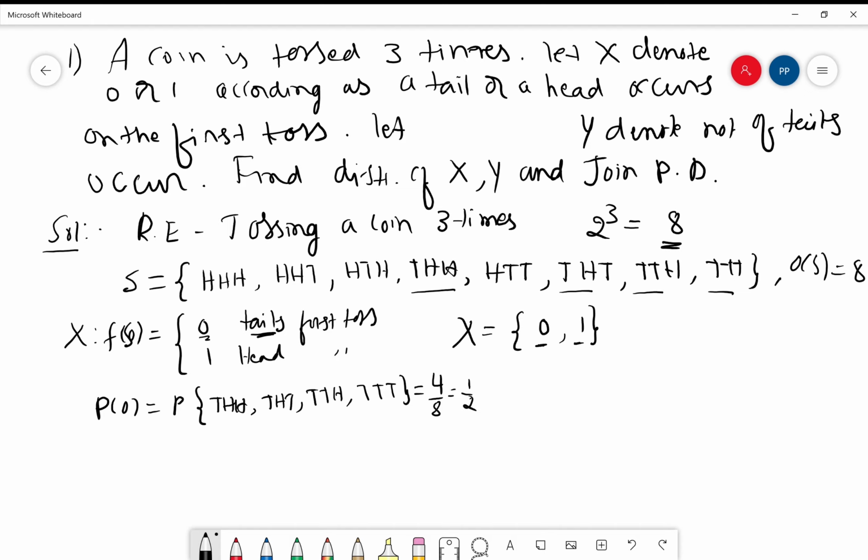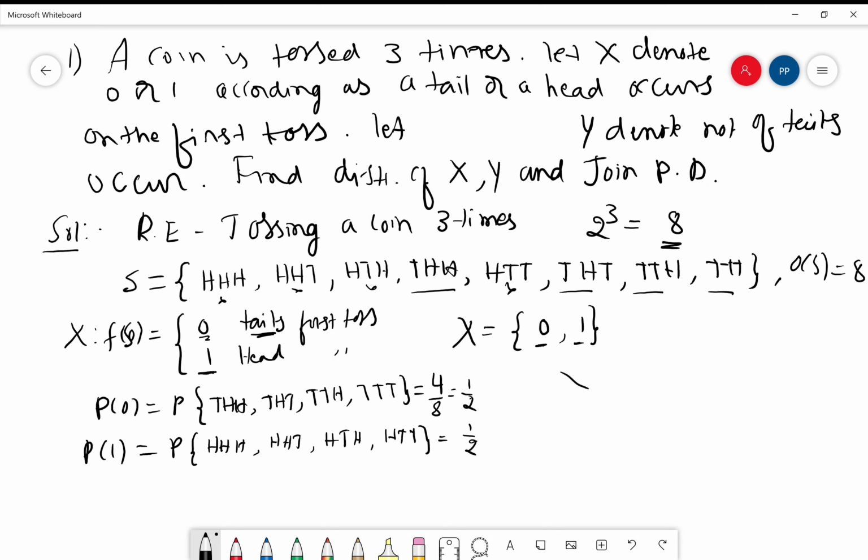Similarly, what is the probability of 1? X taking the next value 1 is the probability of the event where head occurs in the first toss. So these are the outcomes you have to consider: HHH, HHT, HTH, and HTT. So this is also 4 by 8, which is 1 by 2.